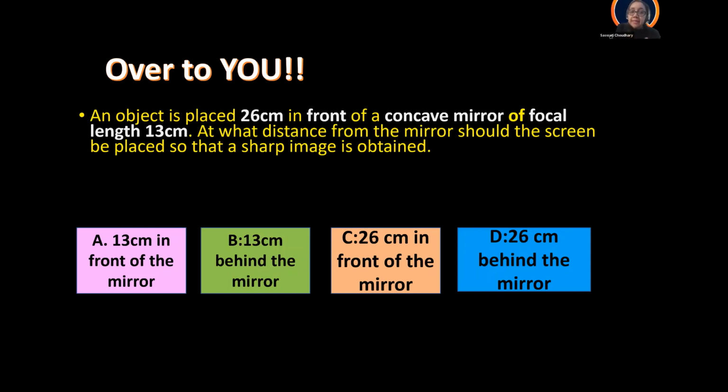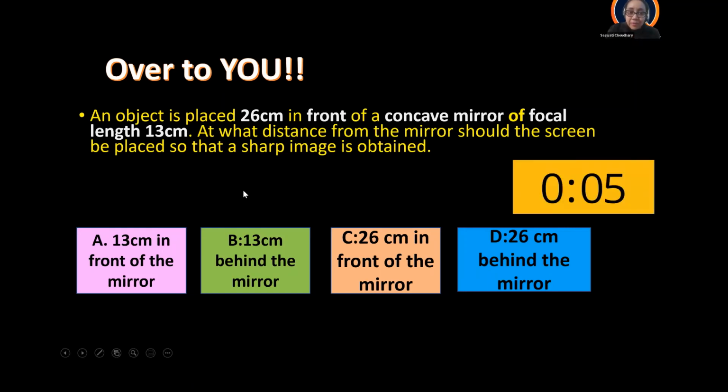So the object is placed 26 centimeter in front of a concave mirror. Focal length is 13 centimeter. Your time starts now. Please provide the answer as quick as possible. 30 seconds to go. Put stress on the words concave mirror. Focal length is given as 13 centimeter, and the object is placed at 26 centimeter in front of the mirror. So please answer it based on logical thinking. No need to draw the ray diagram now.